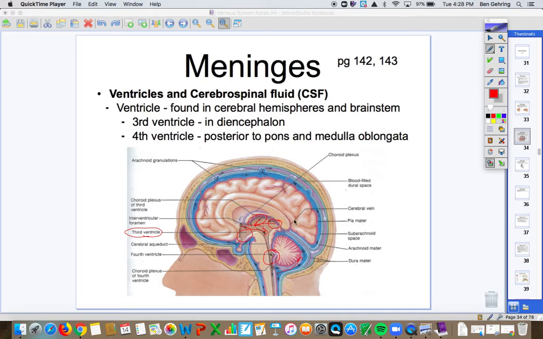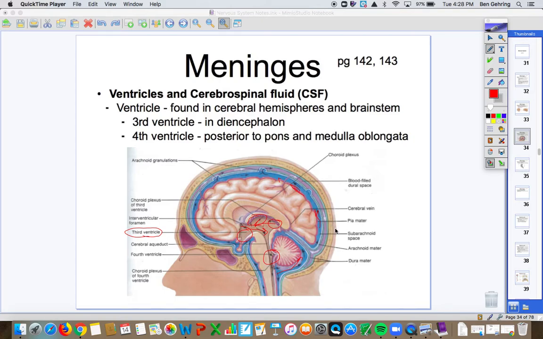Eventually it gets here and it goes around your brain all the way and gets absorbed into these granulations. So this is where it gets reabsorbed so the nutrients can be reused. So your body is very good at recycling. But that's how this all kind of goes together. And so you can see your different coverings of your meninges. So your pia mater is on the inside, it's this pinkish color here.